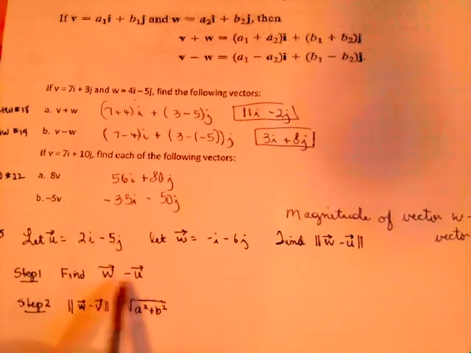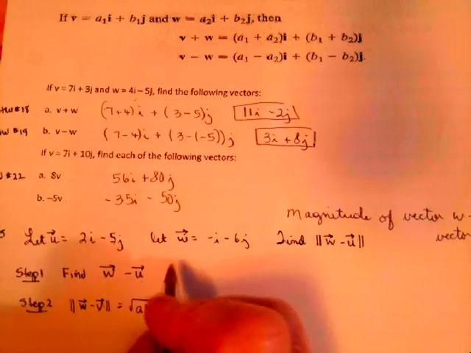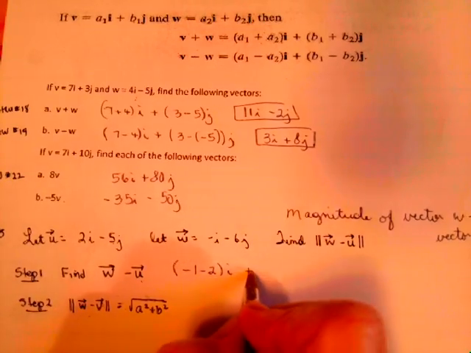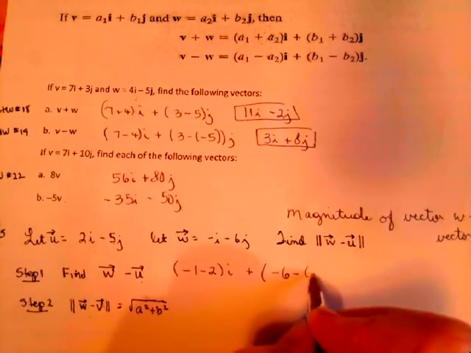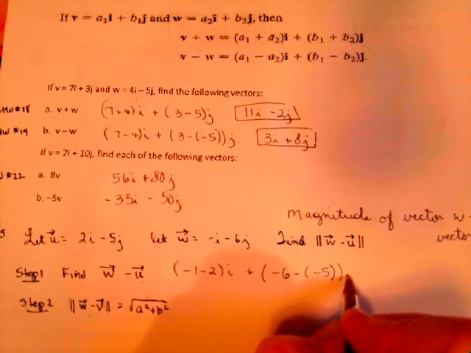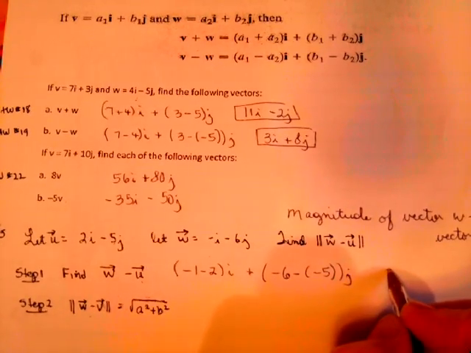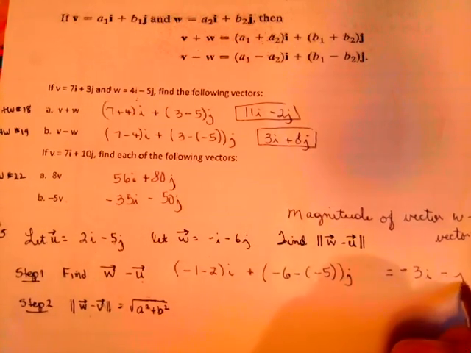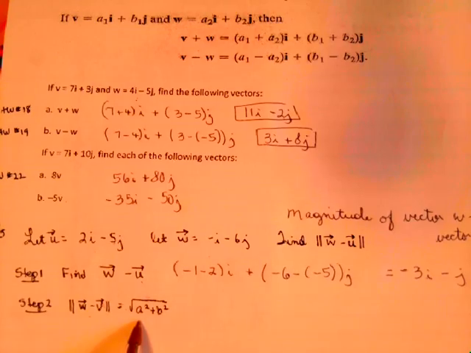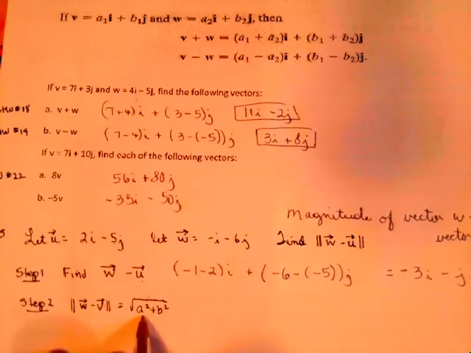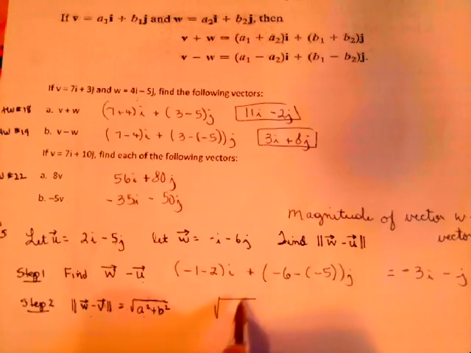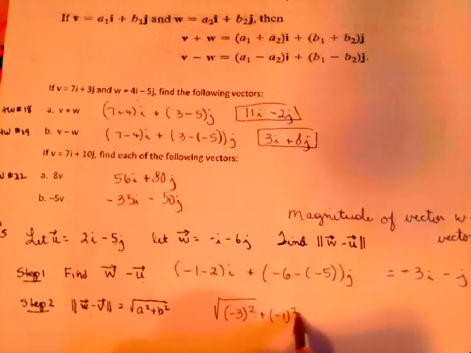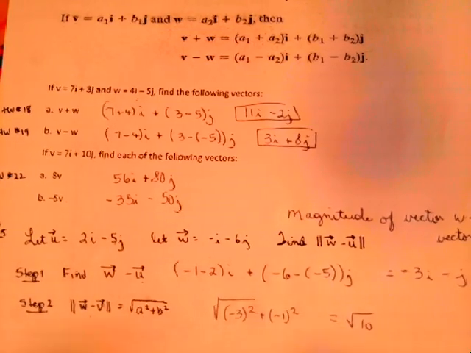Step 1, vector w minus vector u is (-1 minus 2) i plus (-6 minus -5) j, which comes out to be -3i minus j. The magnitude is given by the square root of a squared plus b squared. So that is -3 squared plus -1 squared, square root of 10.